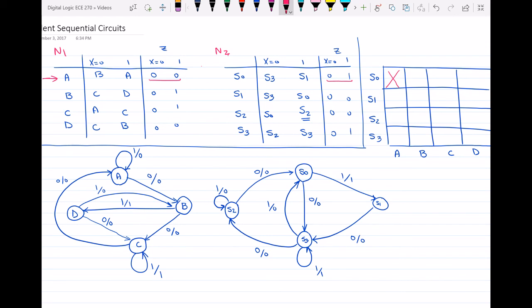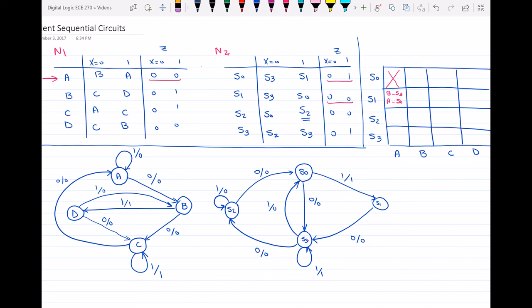Now, I'm going to compare A with S1. Can I compare A with S1? A is 0, 0. S1 has output of 0 and 0. So I can compare them. They will be the same if their next states for specific inputs are the same. For state A, when x is equal to 0, I have B. For state S1, when x is 0, I have S3. So B should be equal to S3. This is one of my conditions. The other condition is when x is equal to 1: A should be equal to S0. Okay, so I compared A and S1.